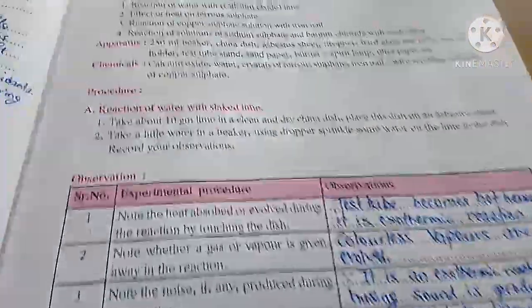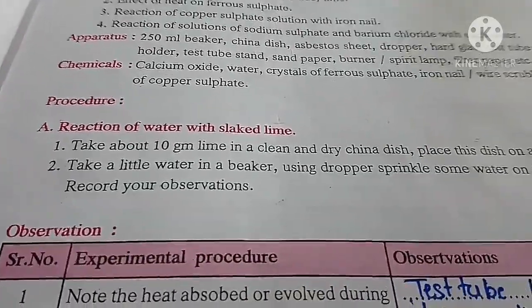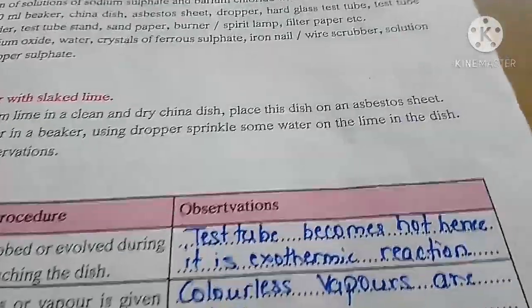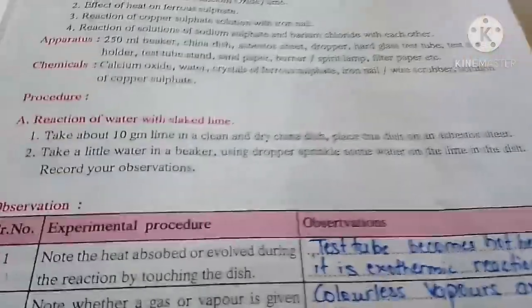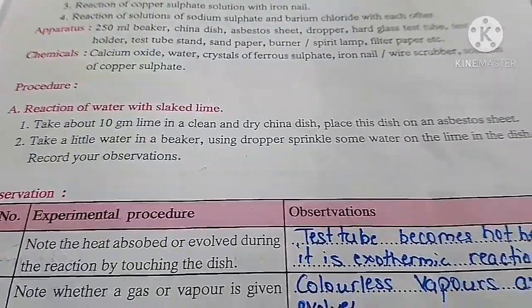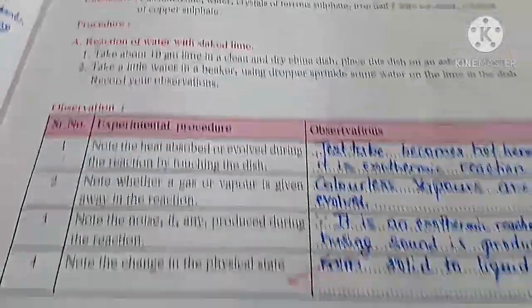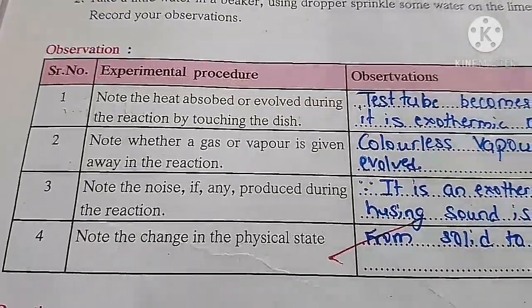The first part of reaction, that is reaction of water with slaked lime. Take 10 ml of lime in a clean and dry china dish. Place this dish on asbestos sheet. Take a little water in a beaker. Using dropper, sprinkle some water on lime in a dish. Record your observation. What do you observe? Note the heat evolved or absorbed during the reaction by touching the dish.